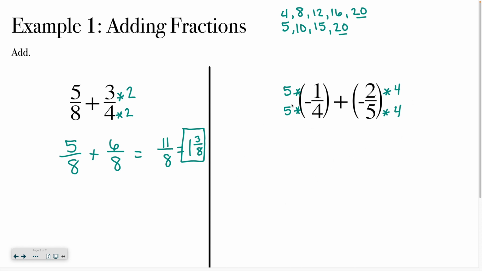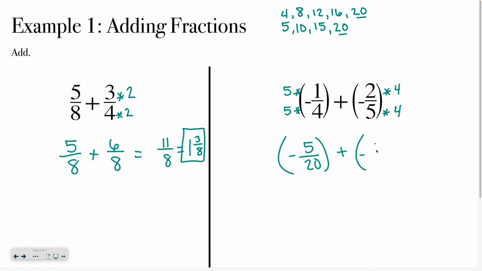Now let's actually do that multiplication. 5 times 1 is 5. 5 times 4 is 20, and I still have that negative, so I'm going to carry that down. And then I still have the negative on the second one.